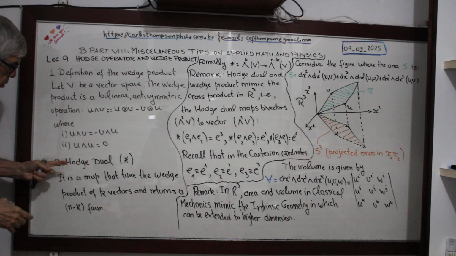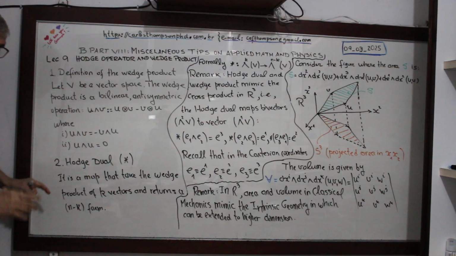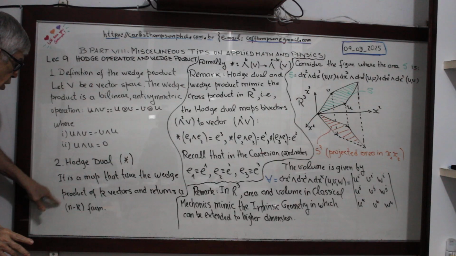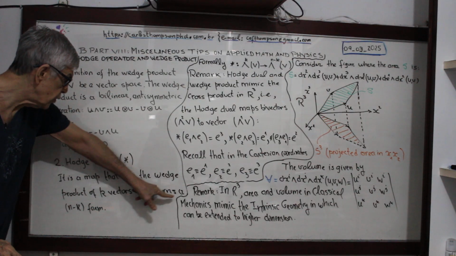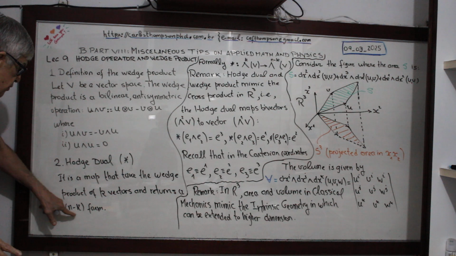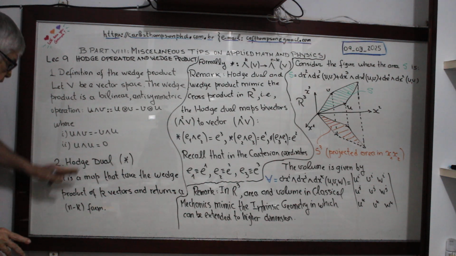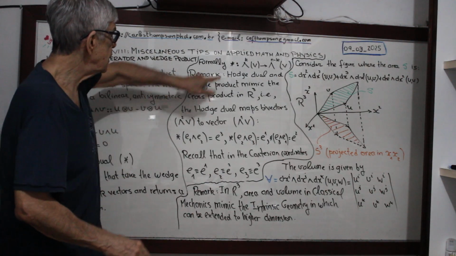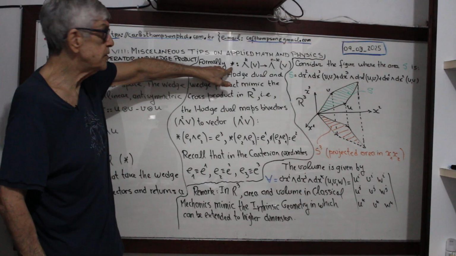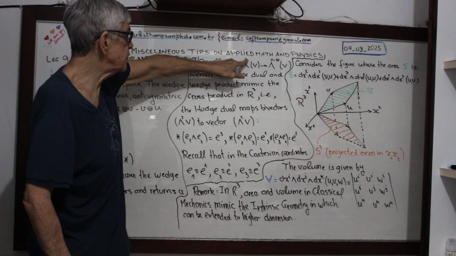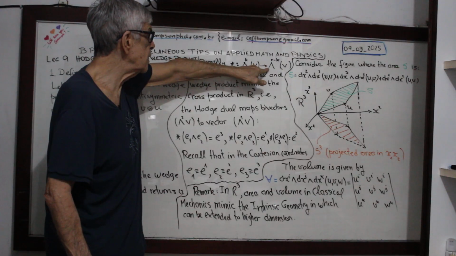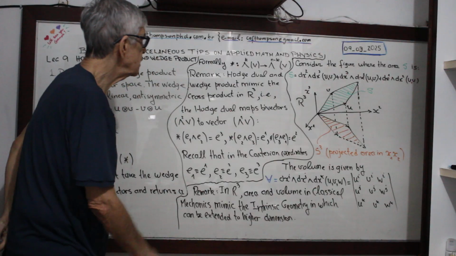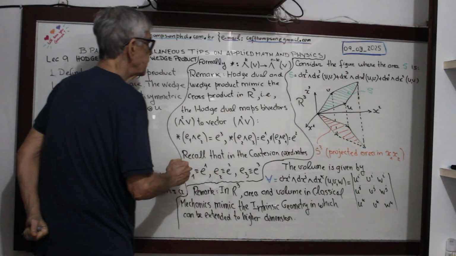Now we introduce the Hodge dual. The Hodge dual is a map that takes a wedge product of k vectors and returns an n minus k form. That's by definition. Formally, you see this asterisk. This is a map. This is the k vectors, and this is the n minus k forms. By definition, these maps go from here to there.